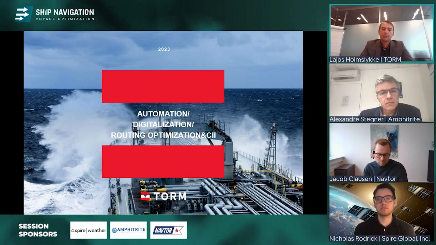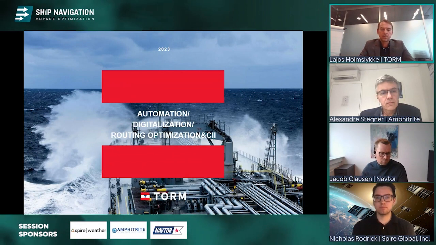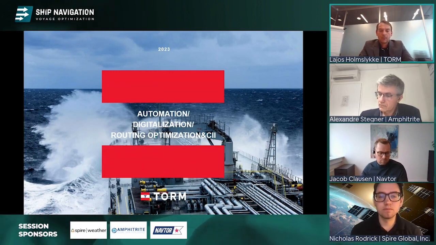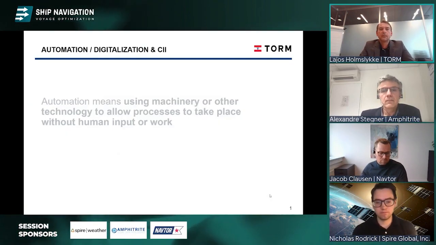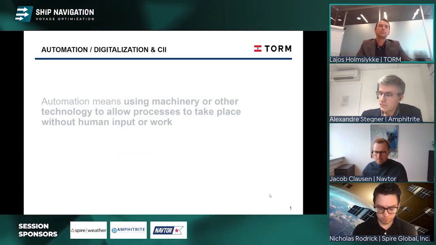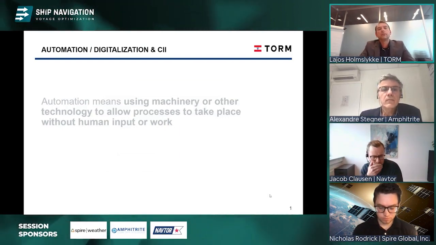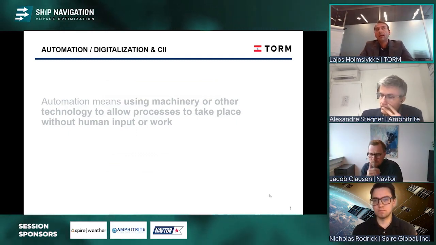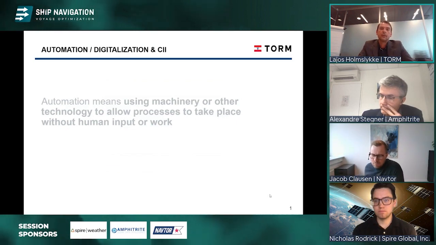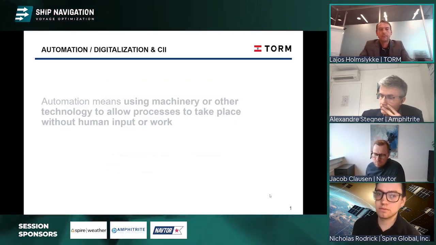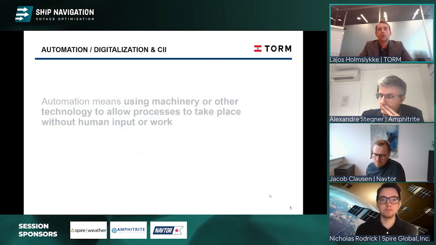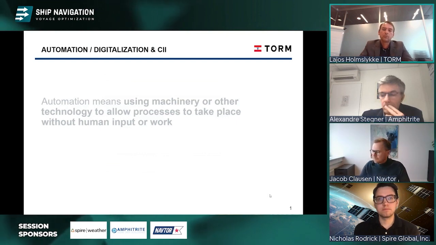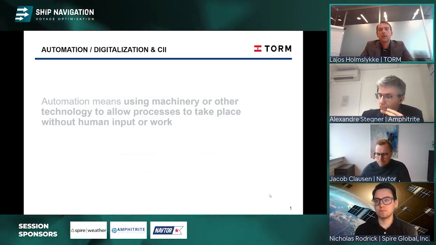So for the purpose of this presentation, I tried defining the baseline for automation and digitalization. Automation means using machinery or other technology to allow processes to take place without human intervention, input or work. And that's how we have decided in our digital strategy to work with all the data that we can harvest, making it automated and sending it to the vessels.